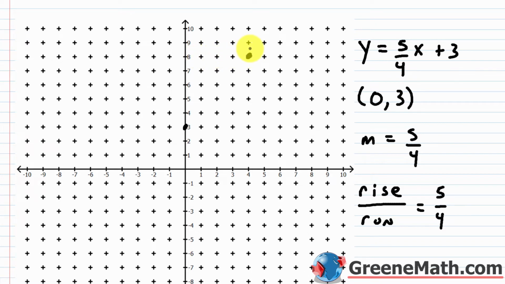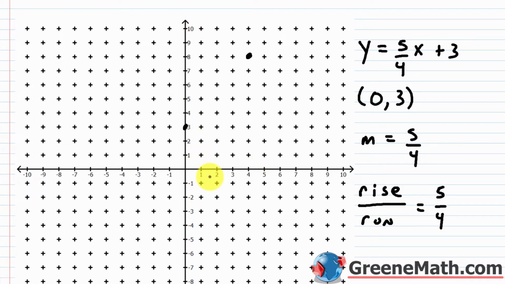And you can check that by plugging it in. So that's an x value of 4, a y value of 8. So if I plugged in a 4 here, 5/4 times 4, the 4s would cancel. You'd have 5 plus 3, which is 8. So that works out mathematically. All right. So now that we see that, can I rise 5 and go to the right 4 using what I have here? No, I'd run off.